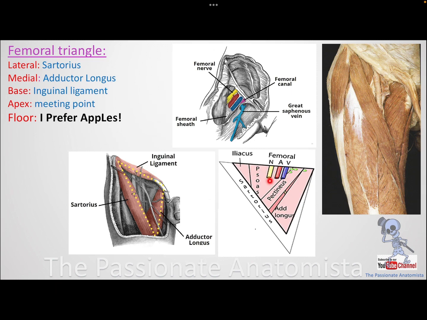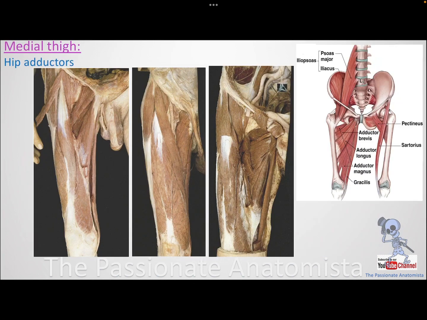The femoral nerve comes first, and then the femoral artery, and then the femoral vein. And then the great saphenous vein is coming from the superficial structure, and it needs to pierce the deep fascia to drain into the femoral vein. How will you see the adductor, the femoral triangle again?